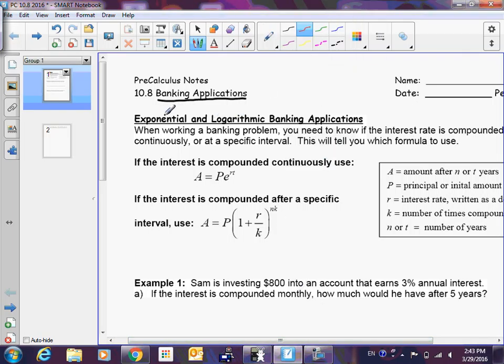All right, so we are mostly going to be dealing with exponential. There are some logarithmic banking applications, and we can use log to solve these, but this is mostly exponential. Now, whether this is growth or decay depends. If you're borrowing money from the bank, it's exponential growth for them and decay for you. You're losing money, or it's growth in your debt.